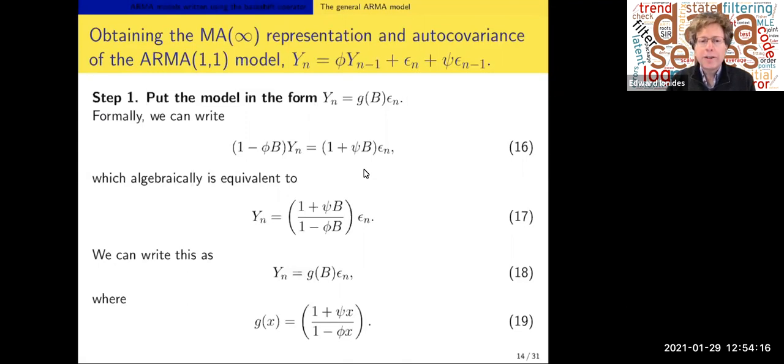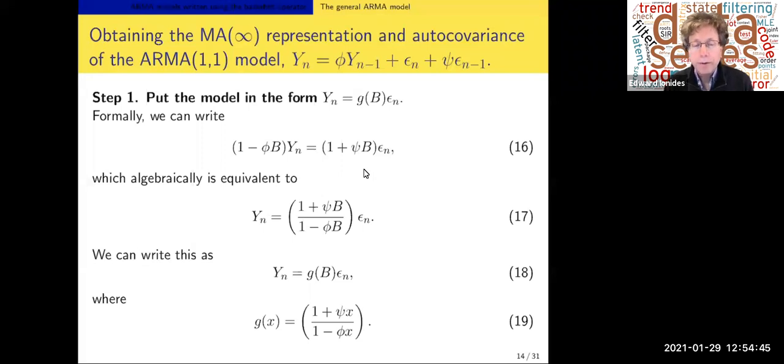Okay, so now we're going to start using this Taylor series expansion idea to find the MA infinity representation of an ARMA(1,1) model. And remember, once you've found the MA infinity representation, you've also found the autocovariance, because that's quite easy to get once you have the MA infinity representation.